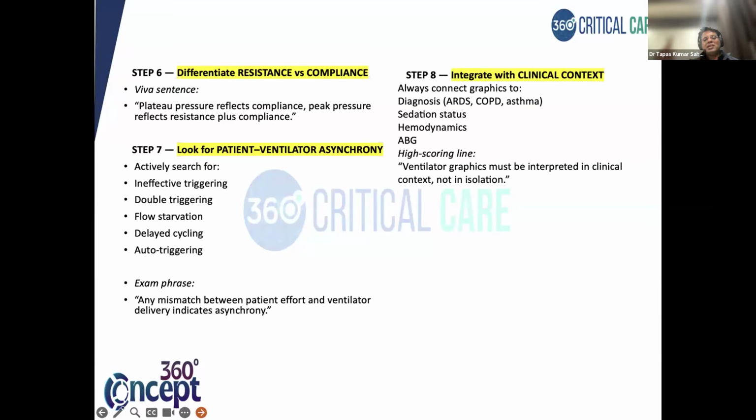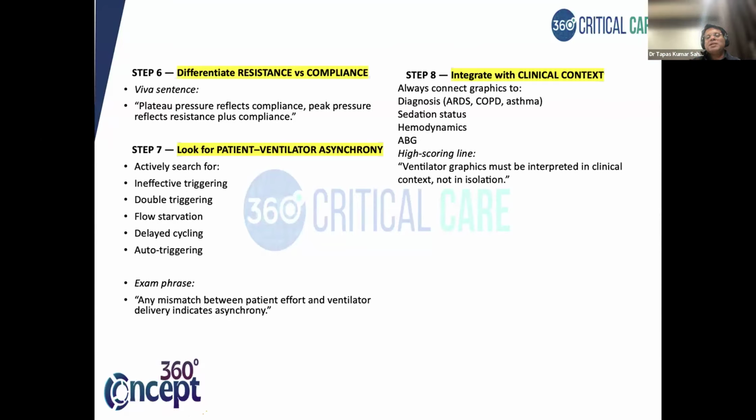Now step 8, everything you have to integrate with the clinical context. Just looking at the patient doesn't solve your problem. So always try to create one story, whether this is a case of ARDS that has landed up in pulmonary edema, now your compliance is poor and the patient is not getting proper oxygenation. Whether the patient is an acute exacerbation of COPD, now you are getting auto PEEP generation, dynamic hyperinflation, hypotension, and you need to optimize the PEEP. Whether you need to give sedation to the patient so that the patient will not get double triggering. Whether you need to give some fluid because the PEEP requirement is very high, which is actually affecting your venous return.